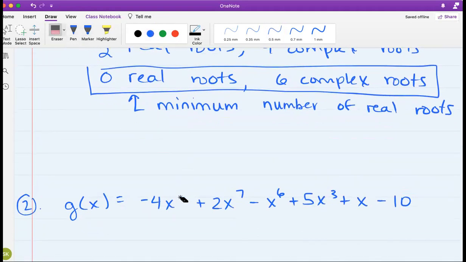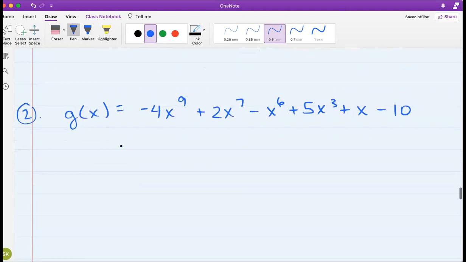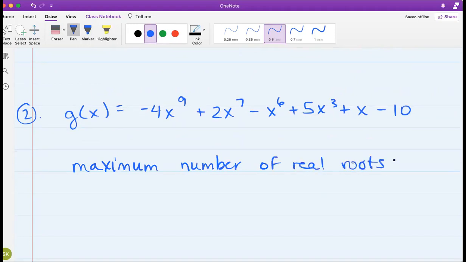Let me change this to 9 here. So here I have another polynomial function, and I want to figure out the maximum number of real roots and the minimum number of real roots. So the maximum number of real roots is always going to be the degree. So we could have 9 real roots and 0 complex roots.